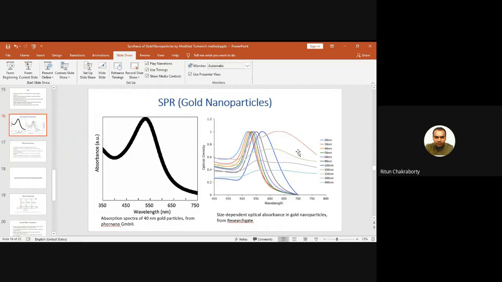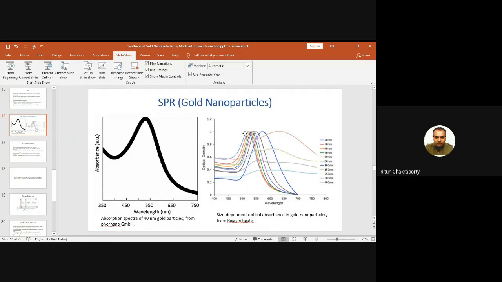Okay, so this second figure is also the same as here. You can see the peaks are of similar shape. But here we have different sized nanoparticles, starting from 20, 30, 40, 50, 60, 100, 250, up to 400 nanometers. So let us understand a little bit here in the next 5 minutes.